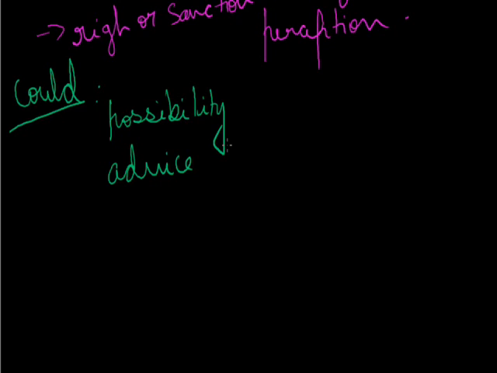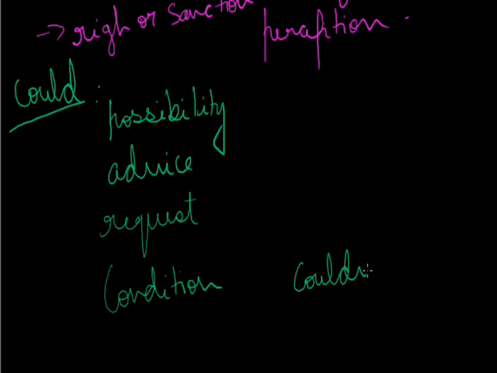It talks about a polite appeal or request. Could you lend me money? It talks about conditions as well. For example, if they could be more laborious, they would reach the top. The negative form of could is could not, or you can say couldn't.